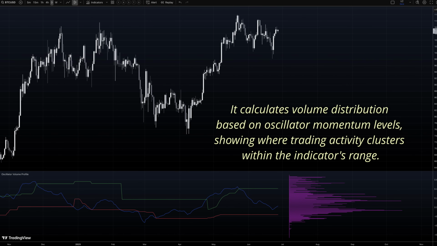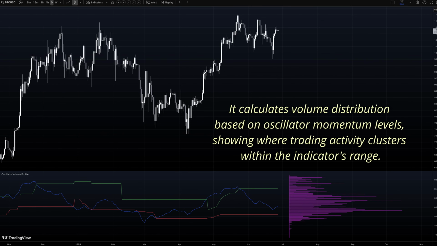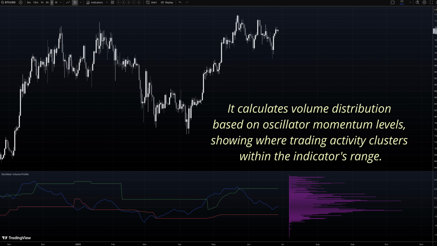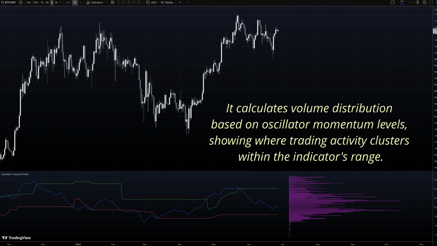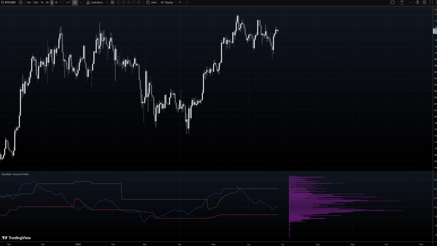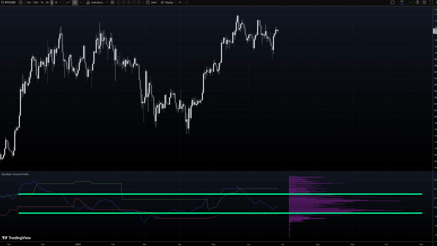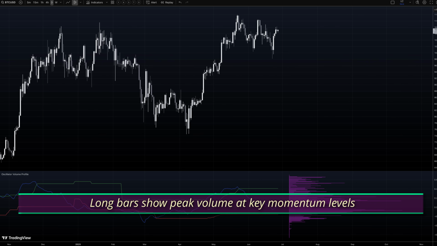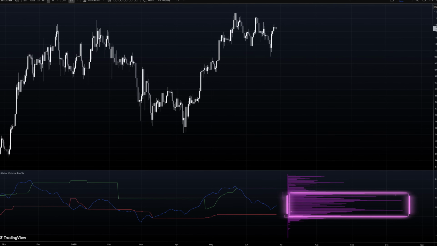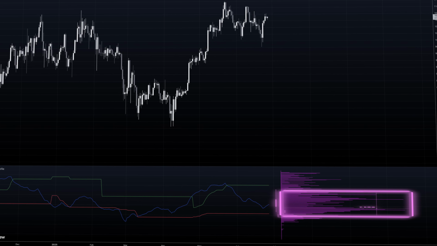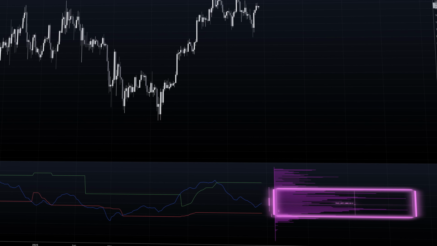It calculates volume-weighted data points at each oscillator level, then constructs a horizontal profile showing where the most significant trading activity occurs within the oscillator's range. The visualization extends rightward from the current price action, displaying volume concentrations as horizontal bars of varying lengths. Longer bars indicate higher volume activity at those oscillator levels, revealing where market participants are most active during specific momentum conditions. This creates a heat map effect, showing oscillator levels with the strongest conviction.